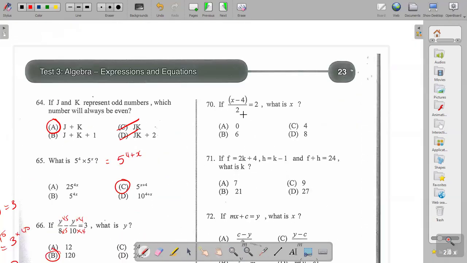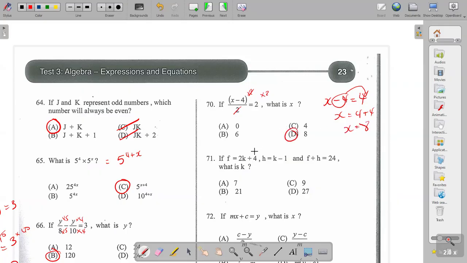Right? So here we have to solve for x. So for me to get to x, I have to get rid of this divide by 2. So you multiply by 2 on both sides. So that will cancel that. So we're going to end up with x minus 4 is equal to 4. Then we carry over minus 4 to become plus 4. So x is equal to 4 plus 4. x is equal to 8.